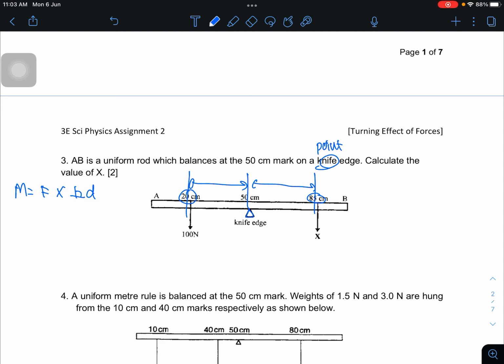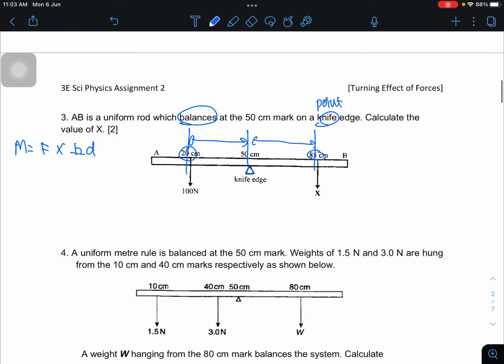Because it's balanced, this is already in equilibrium, so we use the principle of moments to solve this question. This is an anti-clockwise moment, this is a clockwise moment, so it's 100 multiplied by 30, which is 50 minus 20, 30 cm, is equal to x multiplied by 85 minus 50, times x. Of course you can do it separately and put 30 cm here, and over here you can put 35 cm, it doesn't matter.